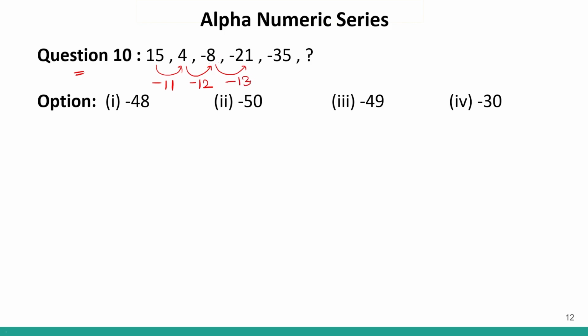Now you have to add because they are both negative. So minus 13 from minus 8, I will get minus 21. Similarly, minus 14 from minus 21, I'll get minus 35. Correct? So now I can see a pattern of 11, 12, 13, 14. So next will be minus 15. So 35 plus 15 is 50. Minus 50. Please pay attention to the minus. So the answer will be option number 2, minus 50.